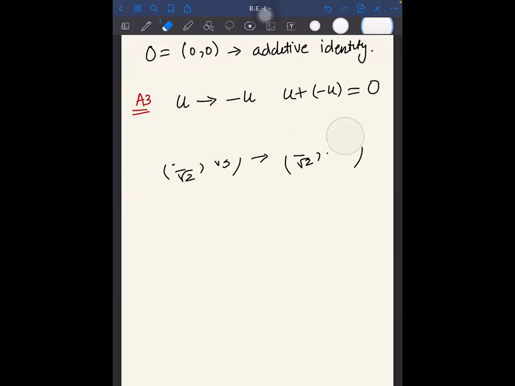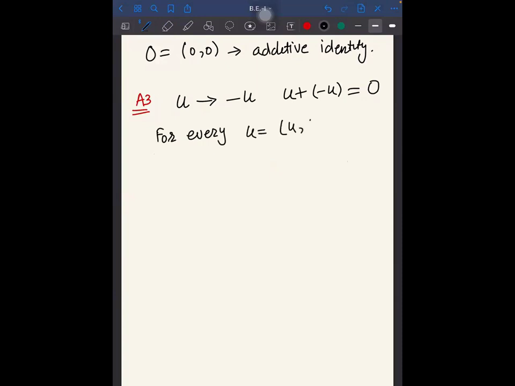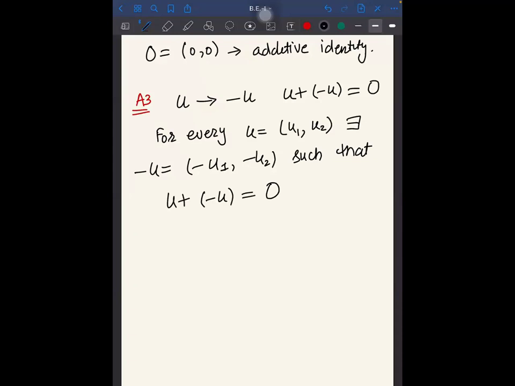So then we say that for every u, which is (u1, u2), there exists minus u, which equals (-u1, -u2), such that u plus minus u becomes the zero vector. That means for every element we have an additive inverse. Is it fine? So for every u, we have an additive inverse. Are you with me?